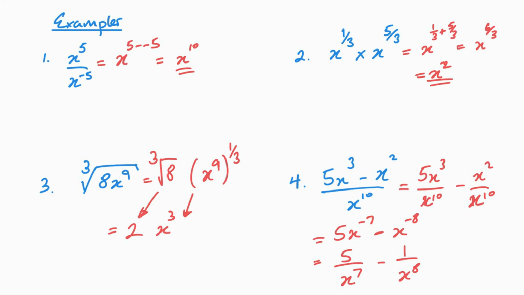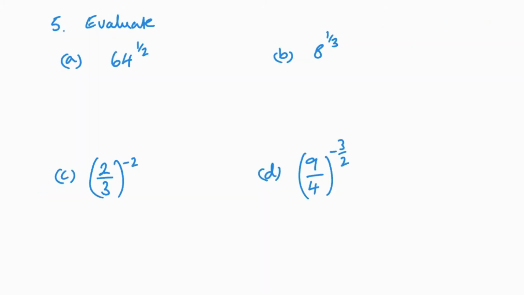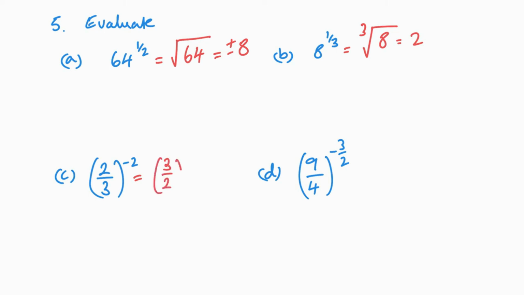Now let's look at evaluating a few numbers. So if I have 64 to the power of half, what that means is I'm looking at the square root of 64. Square root of 64 is 8, and really it is plus or minus 8. 8 to the power of 1/3, we've done this one. Cube root of 8, so it's 2. Now when I've got a negative power, what I want to do here is first change it to a positive power. So I can do that by essentially looking at the inverse of this fraction. So this is going to become 3 over 2 squared, which is 9 over 4.